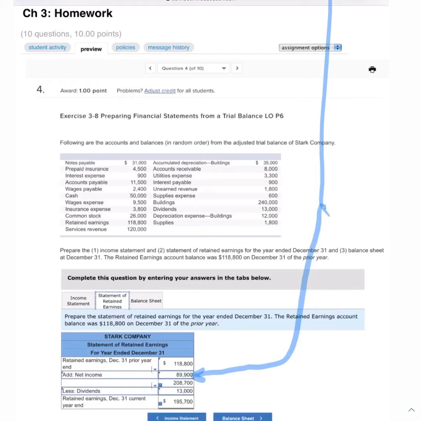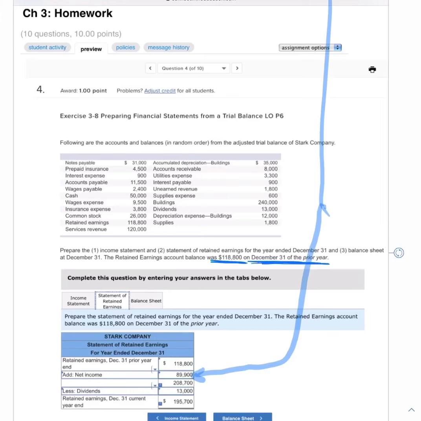Now, this question tells me that the retained earnings account balance was $118,800 on December 31st of the prior year. So my beginning retained earnings balance is that $118,800, because if that was my ending balance at the end of December 31st, it is also my starting balance at the beginning of January of the next year on January the 1st. So that just pulls straight through.